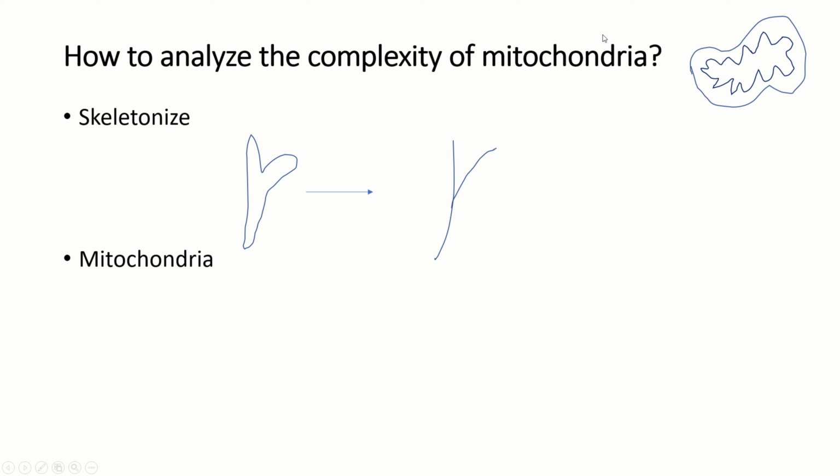First, let's explain what skeletonization is. Skeletonization shows a tree-like structure here. After skeletonization, we get 3 branches, 1 junction, and 3 terminals. By counting the number of branches, junctions, and terminals, we can quantify its complexity.